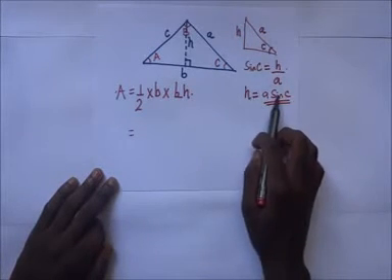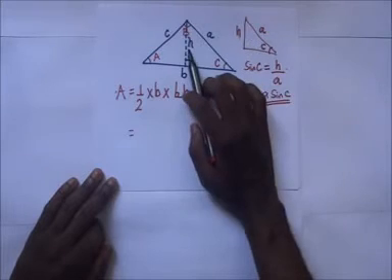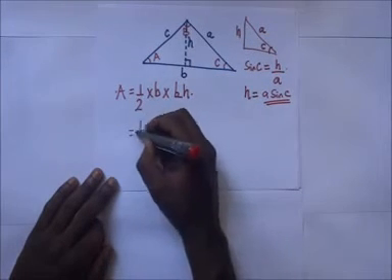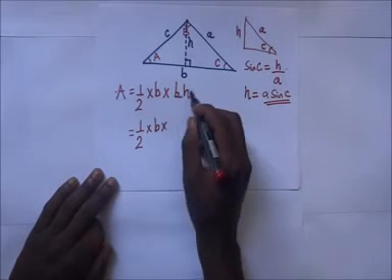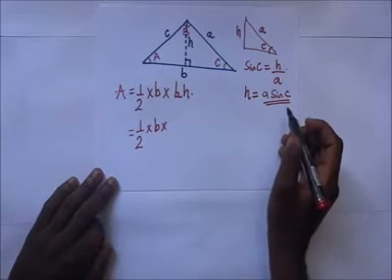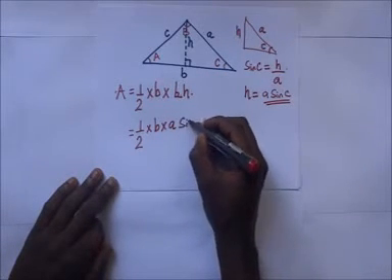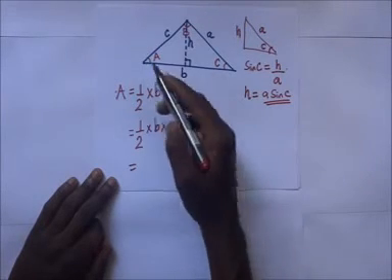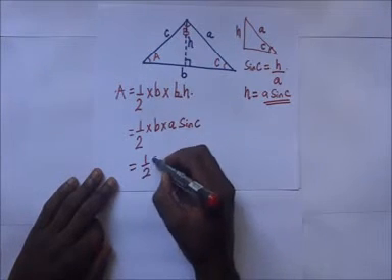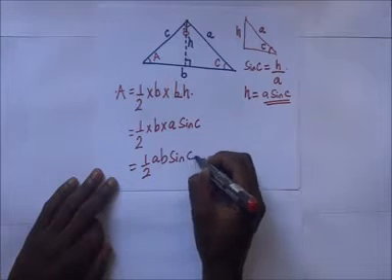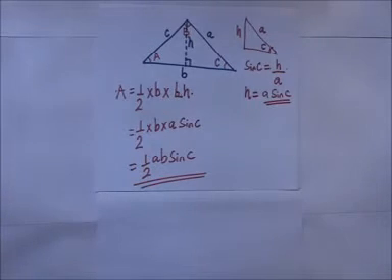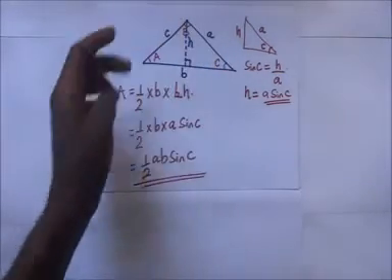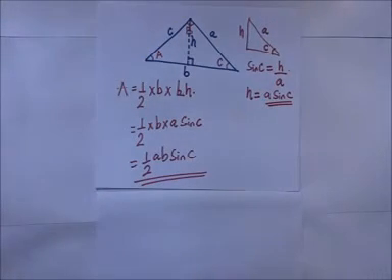So after getting our value of h using trigonometry, we can come here and substitute. It's going to be a half times base, which is b, times the perpendicular height, and the perpendicular height here is a sine c. So it becomes times a sine c. So our formula for finding area is going to be a half times ab sine c. And this we can use when we are trying to find the area of a triangle that is not right angled, but we get the height with the help of trigonometrical ratios.